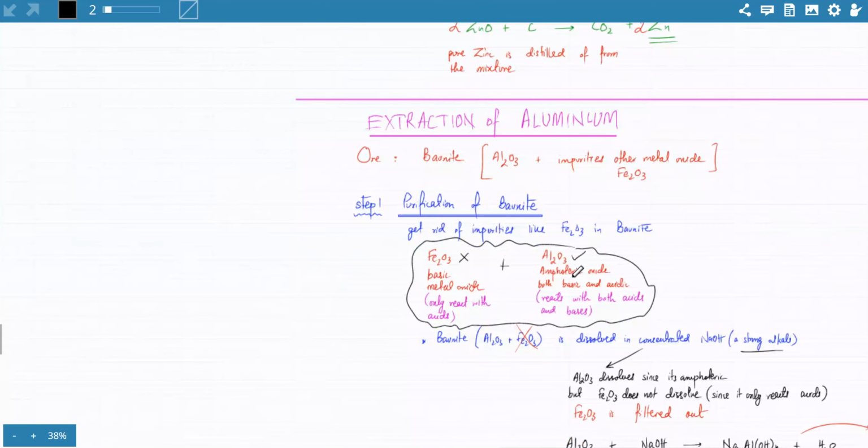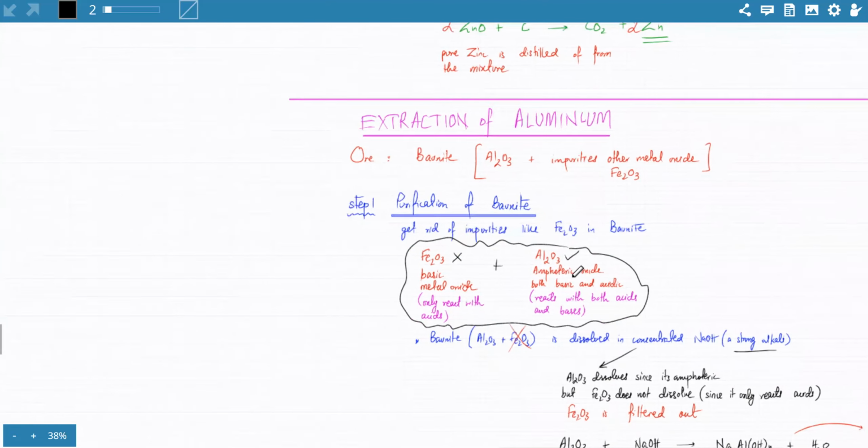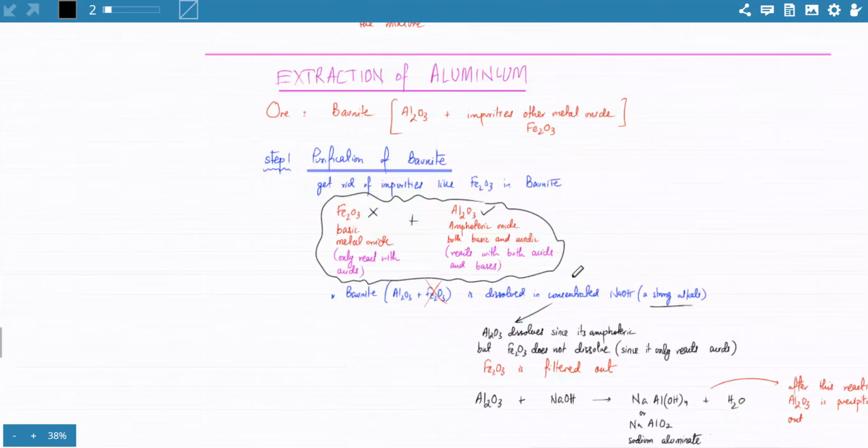Now, extraction of aluminium: aluminium is one of your reactive metals, so you can't reduce it with carbon. You have aluminium oxide, which is in the ore of aluminium, bauxite, and it has other impurities as well.